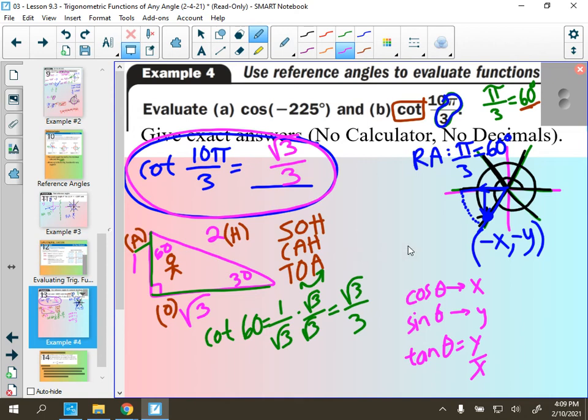Get your practice. Those ones, there's just a lot. They rely on a lot of information. That was new from this lesson. X goes with cosine, Y goes with sine, tangent is Y over X. This location stuff ties right to this, but sketching it and turning it back into a reference angle, that's new.